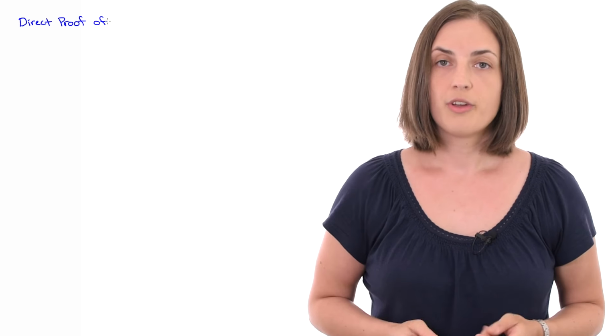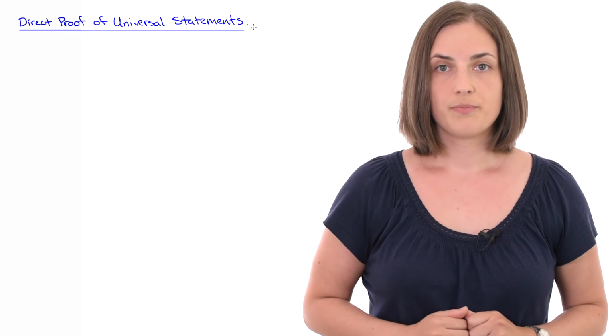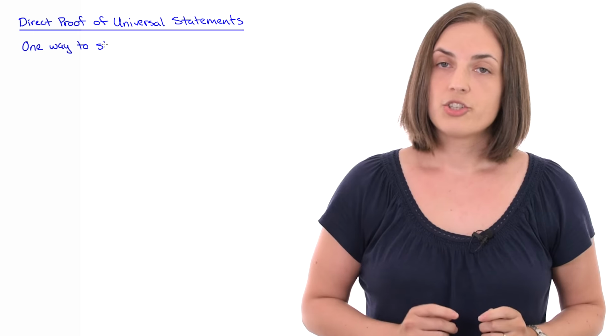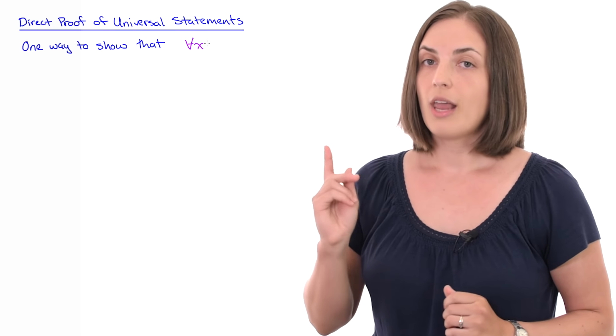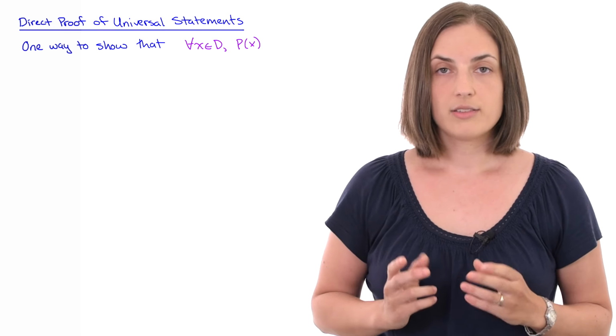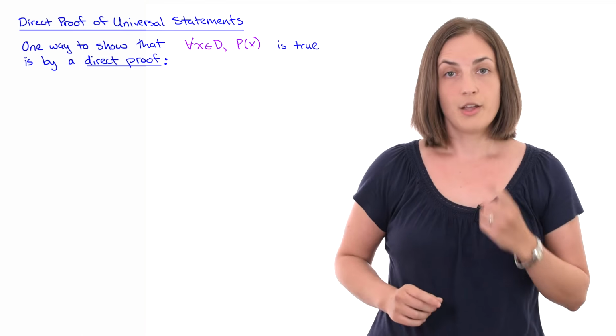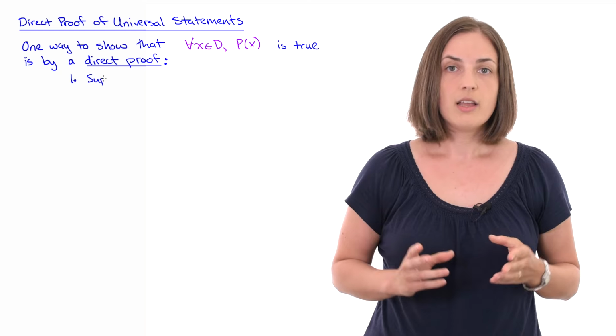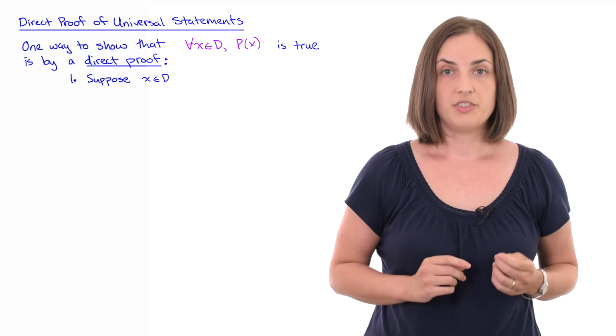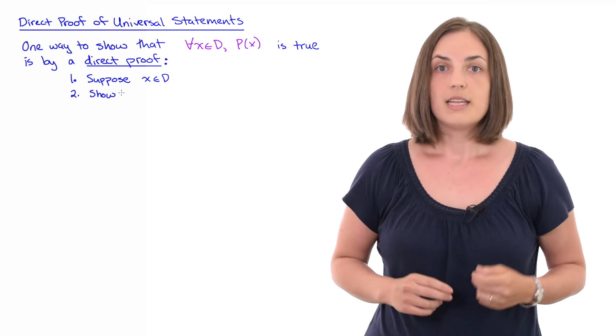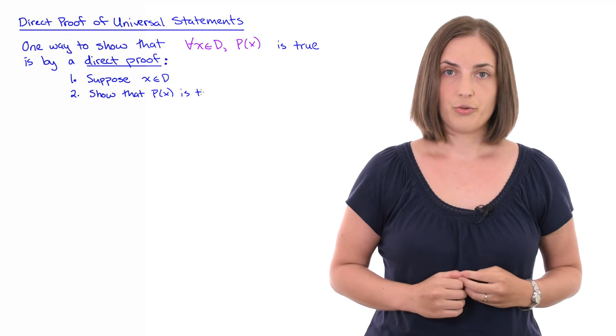Next, we will discuss the method of direct proof of universal statements. In particular, one way to show that the statement for all x in D, P of x, is true is to use a direct proof. The first step is to say, suppose x is an element of D. The second step is to show that P of x is true.